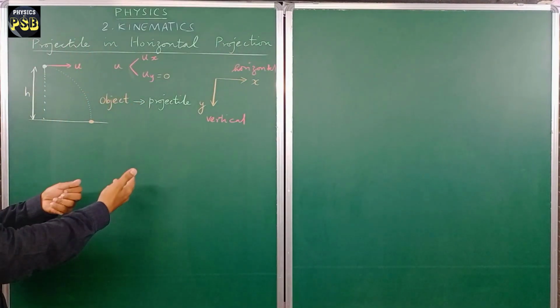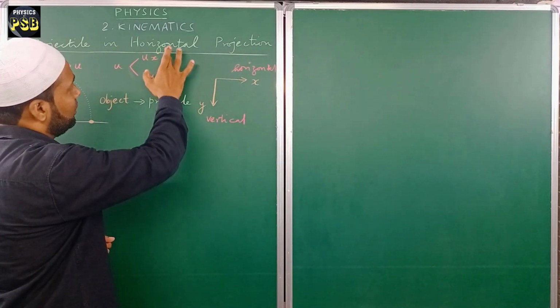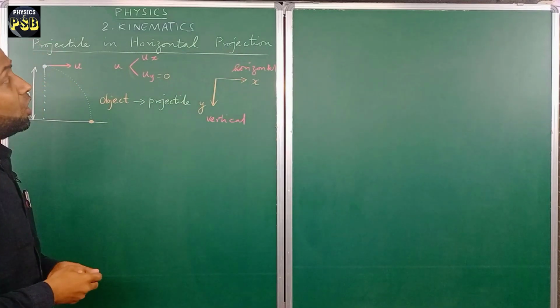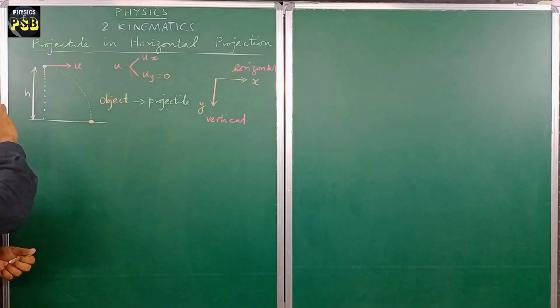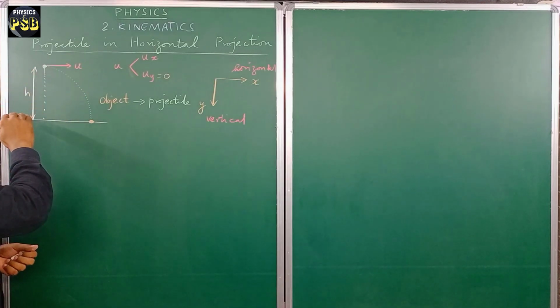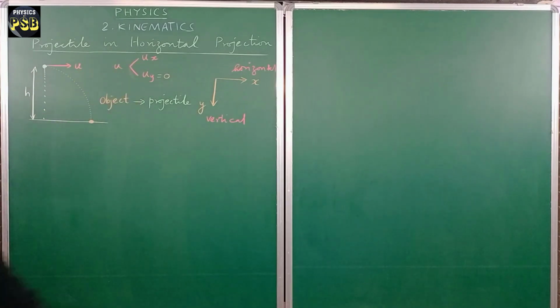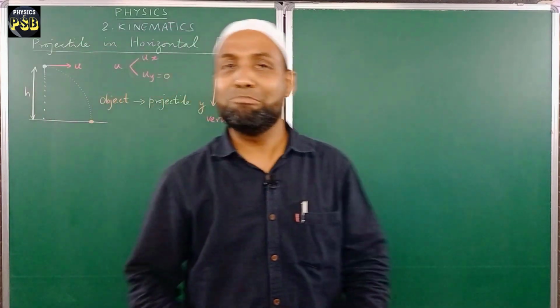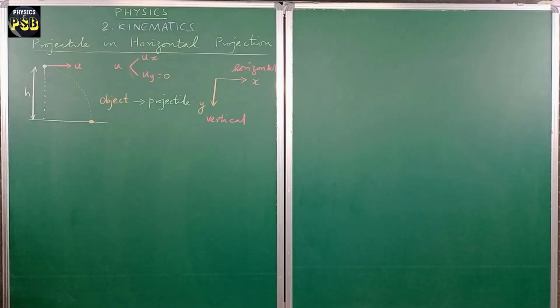Before going ahead, let me tell you one more thing. What is horizontal projection? Here, when we throw an object from a certain height in such a way that the velocity is given in the horizontal direction, then we call such a projection horizontal projection. Understand? Let's go ahead.